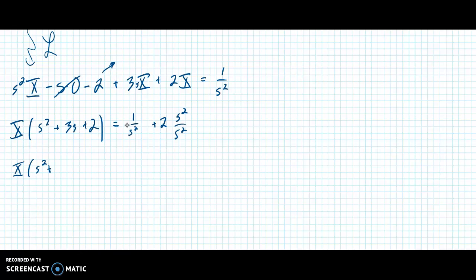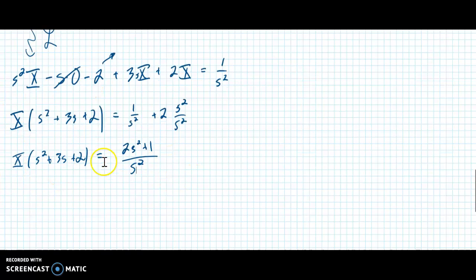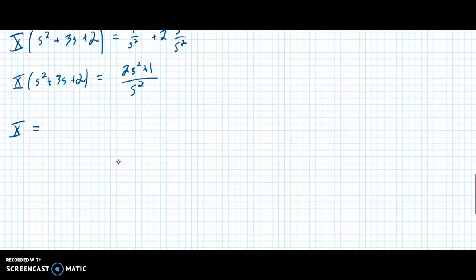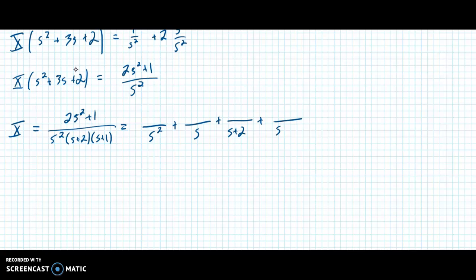That gives me X times s squared plus 3s plus 2 is equal to, when I put them in the same denominator, 2s squared plus 1 all over s squared. Now I need to divide by this guy here, so let's do that. So X is equal to 2s squared plus 1 over s squared times, and now I'm going to factor this thing, s plus 2 and s plus 1. You see the repeated factor there, right? So I'm going to go something over s squared plus something over s plus something over s plus 2 plus something over s plus 1.